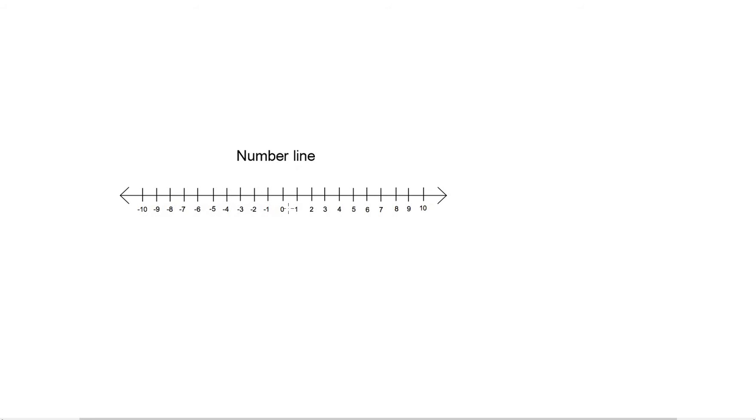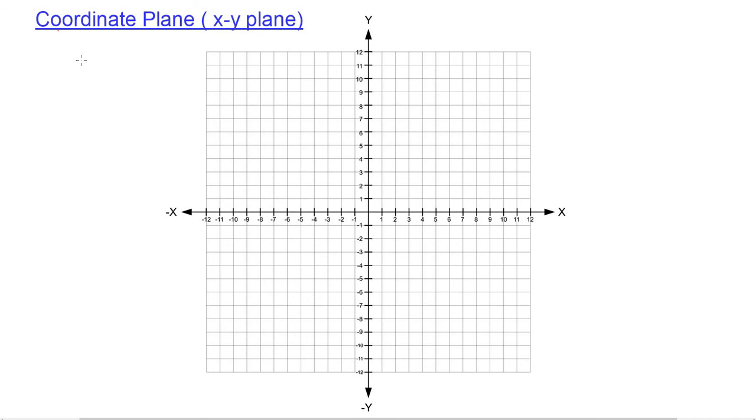What would happen if we crossed two number lines at this point 0? What we would get is something that looks like this. We call this the coordinate plane or the XY plane. And remember, they cross at the point 0. What if we plotted points on our number line?